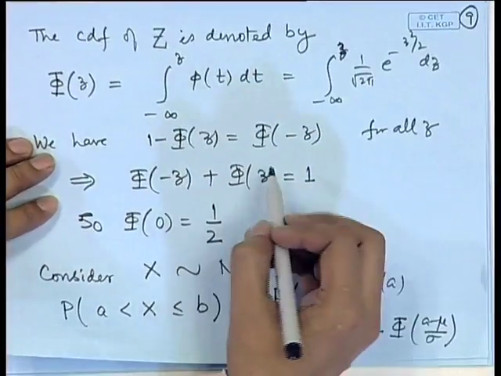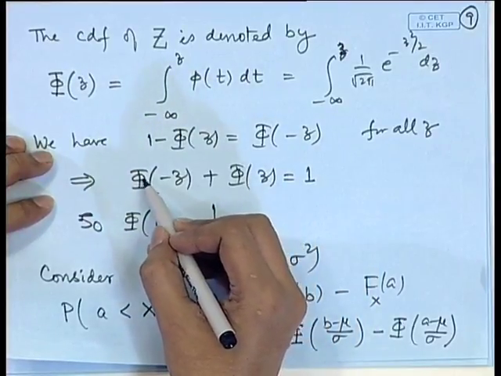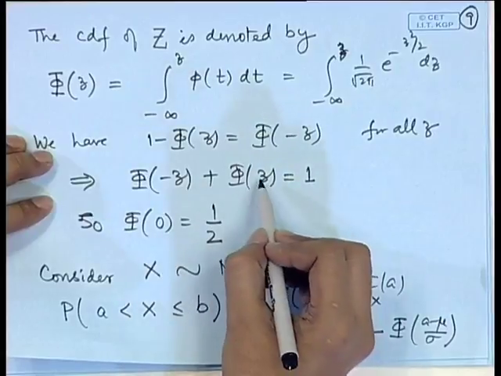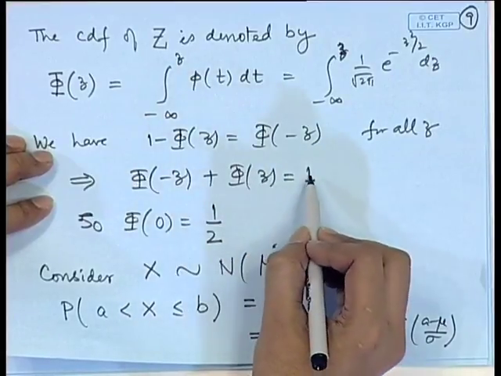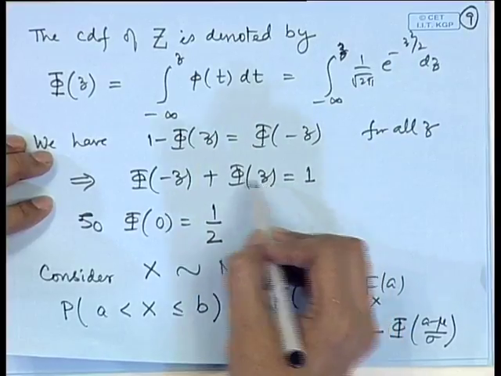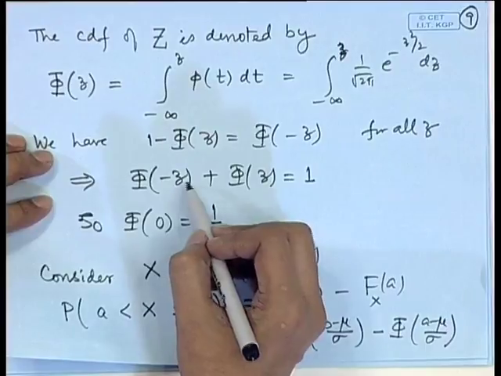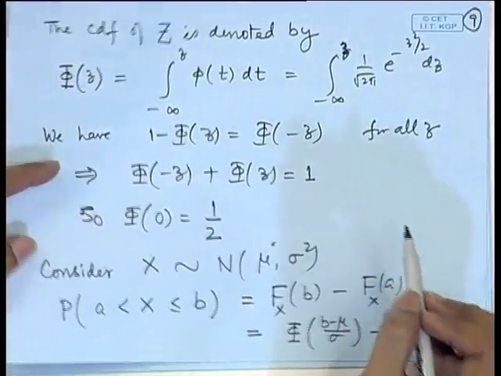One more point here is that since the values of the CDF can be evaluated using phi of minus z plus phi of z is equal to 1, many times the tables are tabulated only for either positive arguments of z or negative arguments of z.